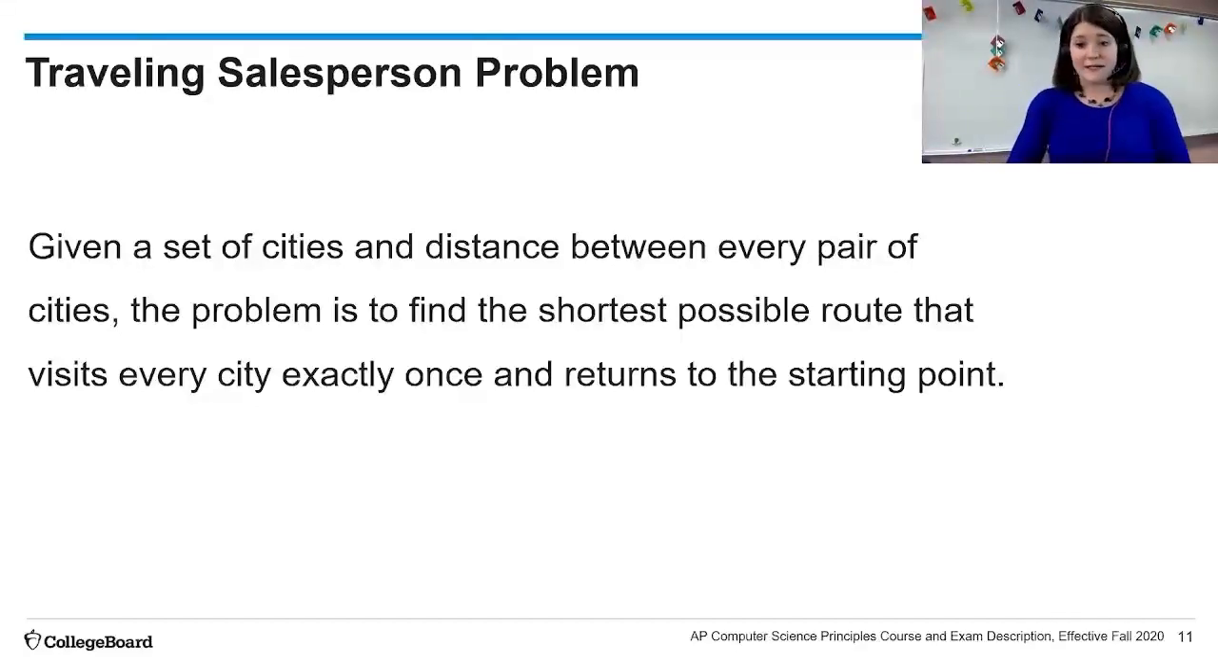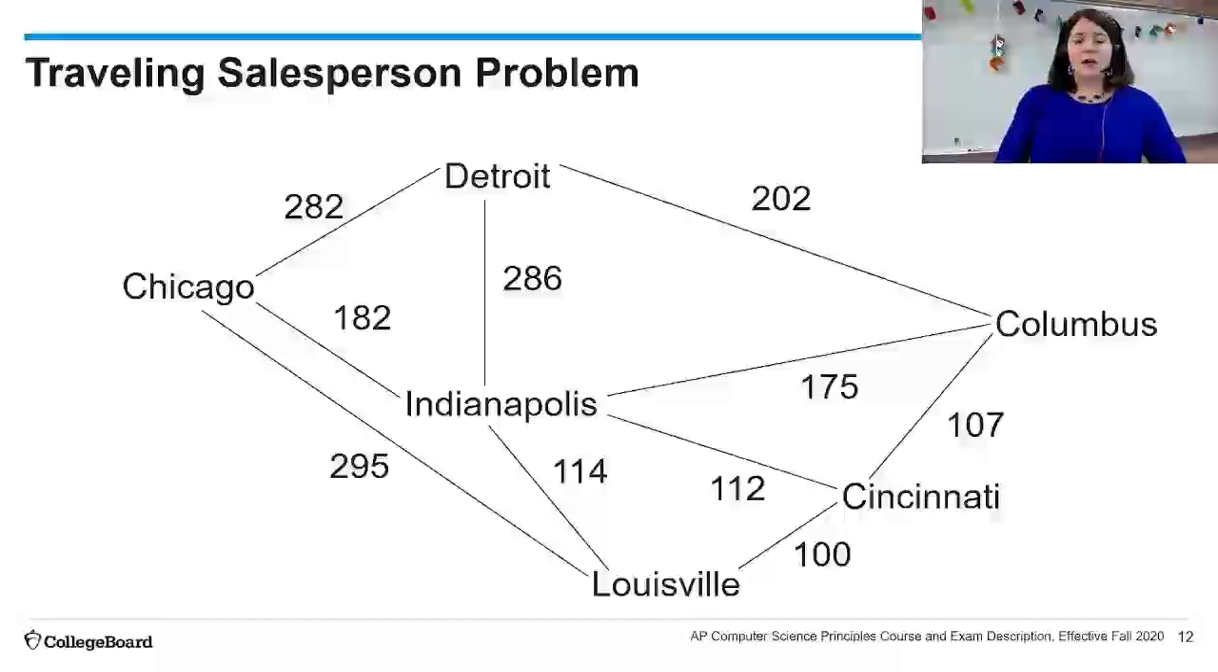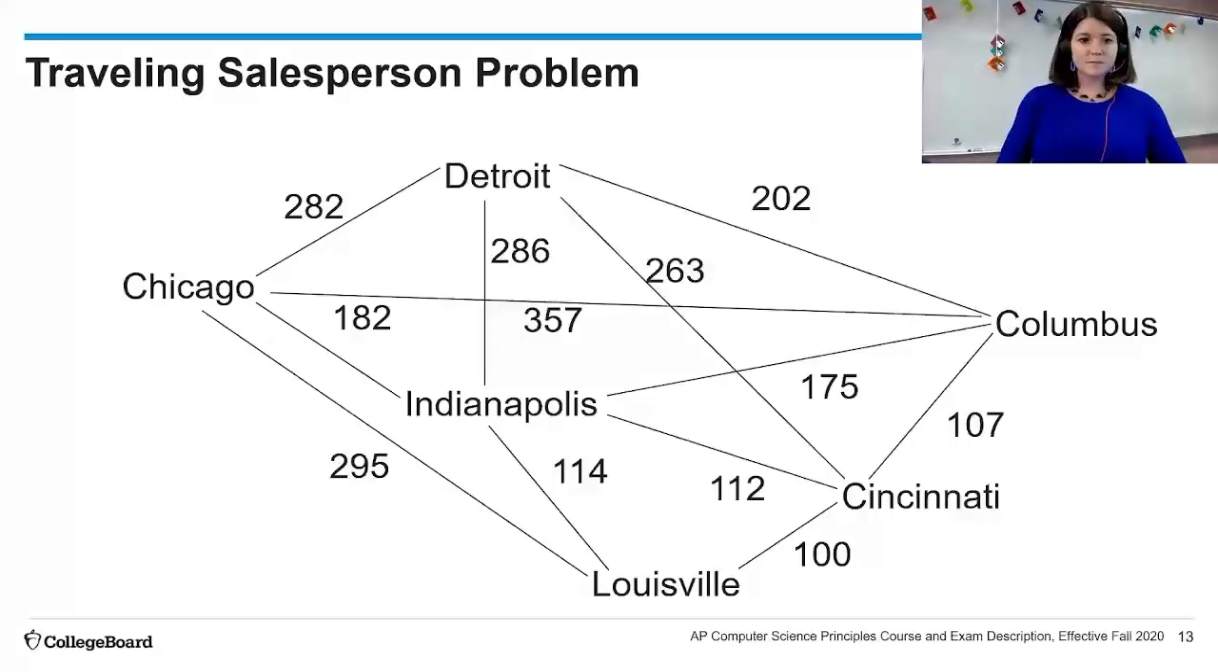So let's take a look at an example. Here we have some cities in the Midwest, because that's where I'm from. And you can see I've calculated the distances between those cities. So we have the paths labeled with their distances between each city. Since I'm near Indianapolis, we're going to use that as our starting and ending point. So with this problem, we're going to search for a solution. What is the shortest path?